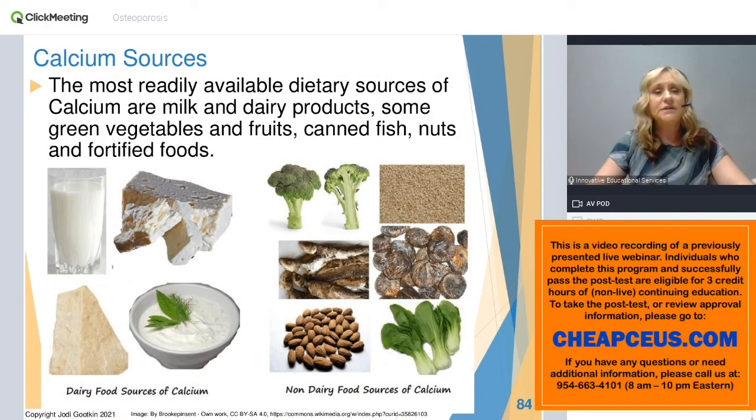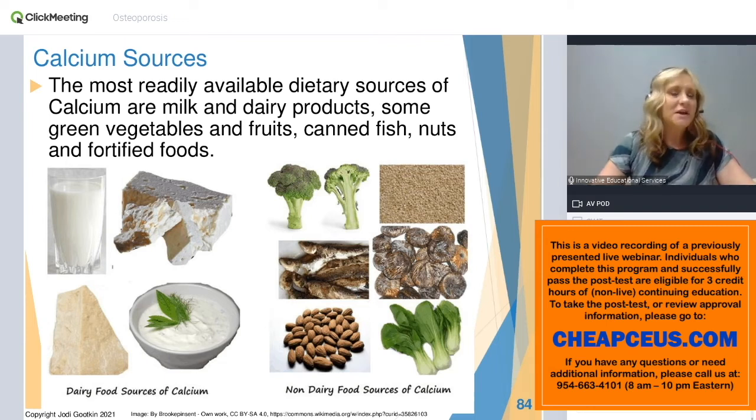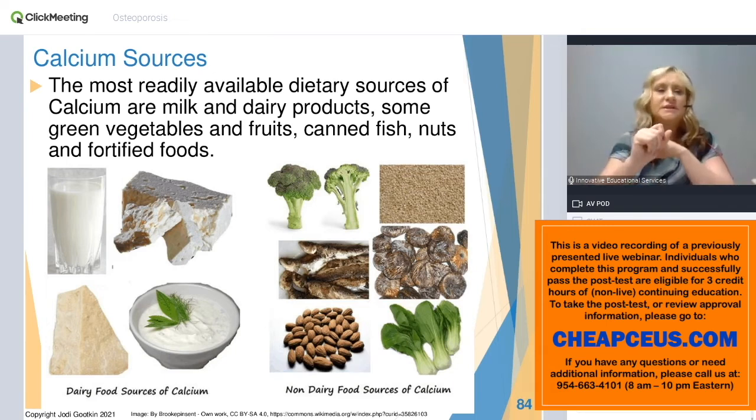Different sources of calcium in the diet. The first thing that comes to mind is milk, and I thought it was interesting to see that there is still 300 milligrams in 8 ounces of milk, whether it is skim, whole milk, or 2%, so we can still be heart healthy and get our calcium.